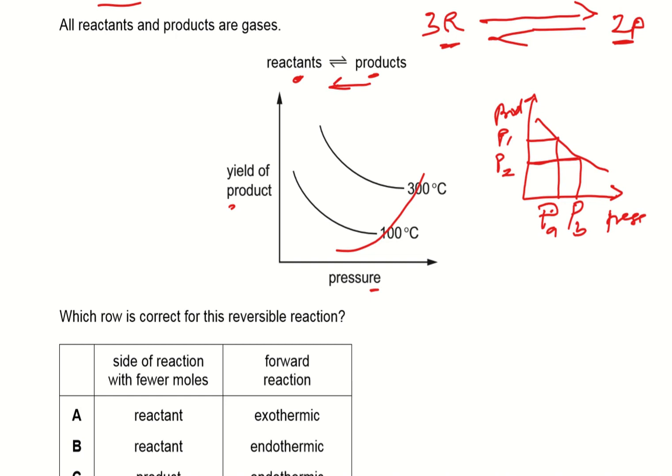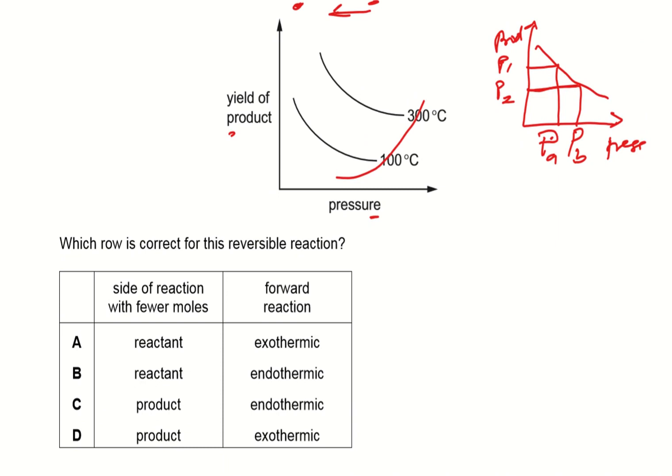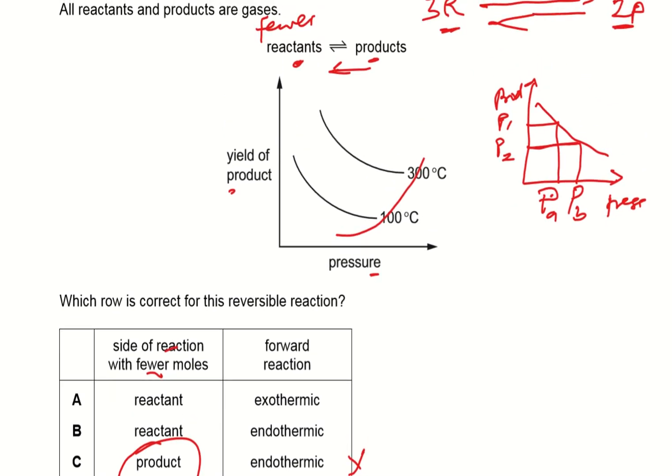So therefore the reactant side will be the side with fewer moles, since increasing the pressure leads to less product being formed, and that means more of the reactant being formed in the reverse reaction. Looking at my options here, it says side with fewer moles. So I have two options that give me reactant. The ones that say product side with fewer moles will be wrong, so I'm not considering them. So let me consider temperature now, how temperature affects this reaction.